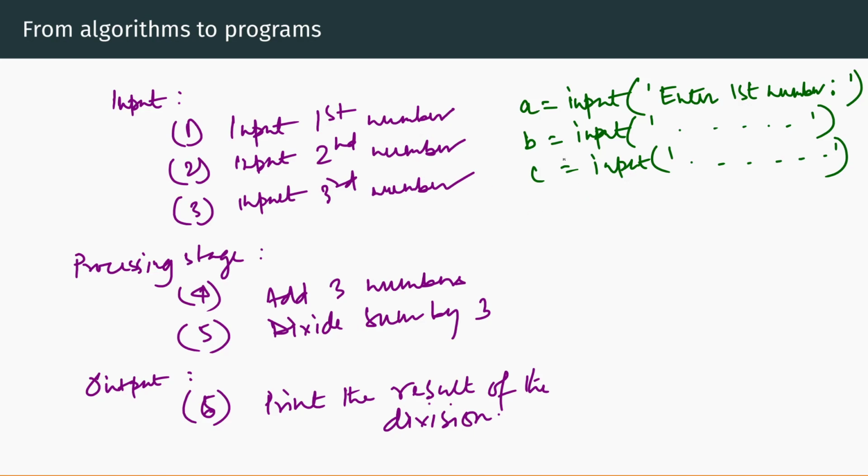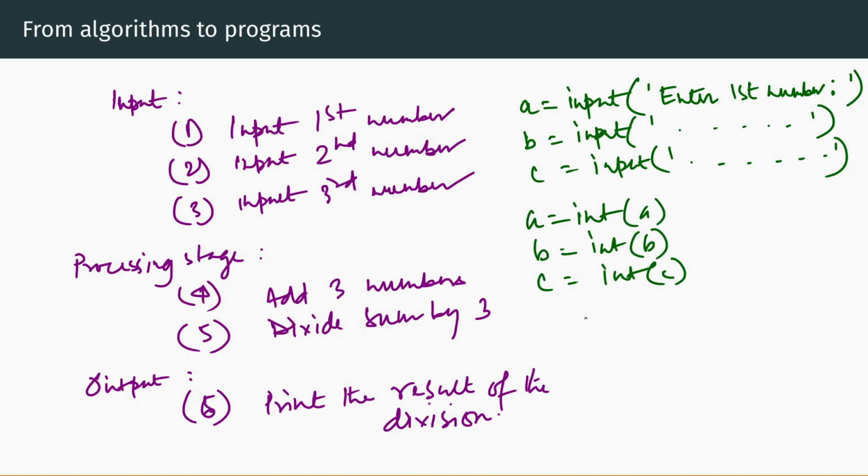Now though, these are all strings, so we have to convert them into integers, right? So I would say a equals int of a, b equals int of b, c equals int of c. Change all these to integers, right?